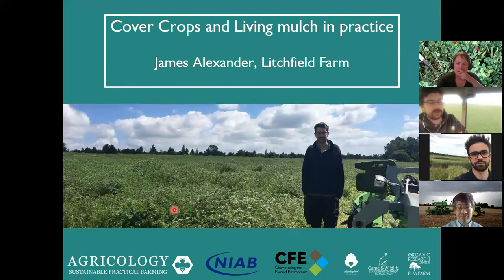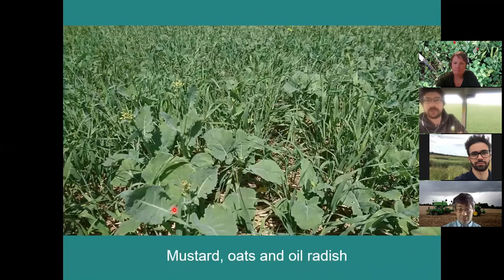We have tried vetch and rye. We found we can crimp the rye better than we can the oats, but we have problems with the rye in the following winter wheat crops. So we've gone back to oats. I think it probably means we can't use the crimper in that situation, but we'll have to use the topper. But, you know, various things.